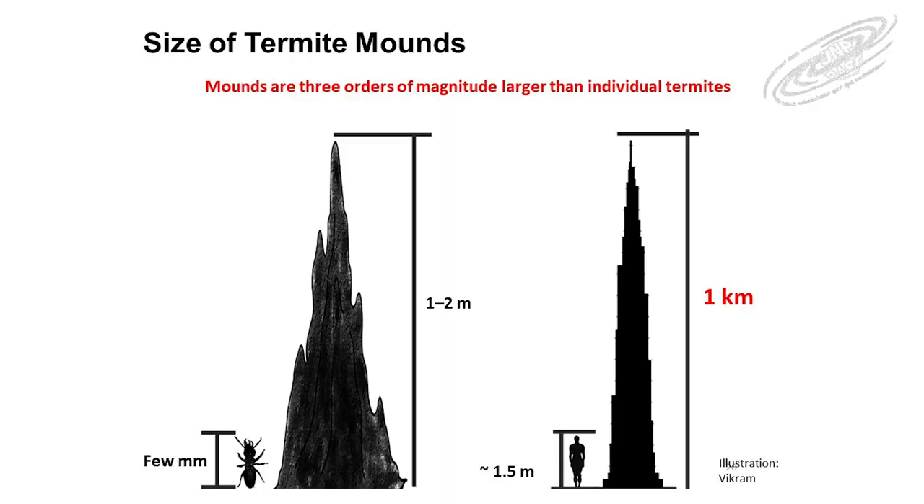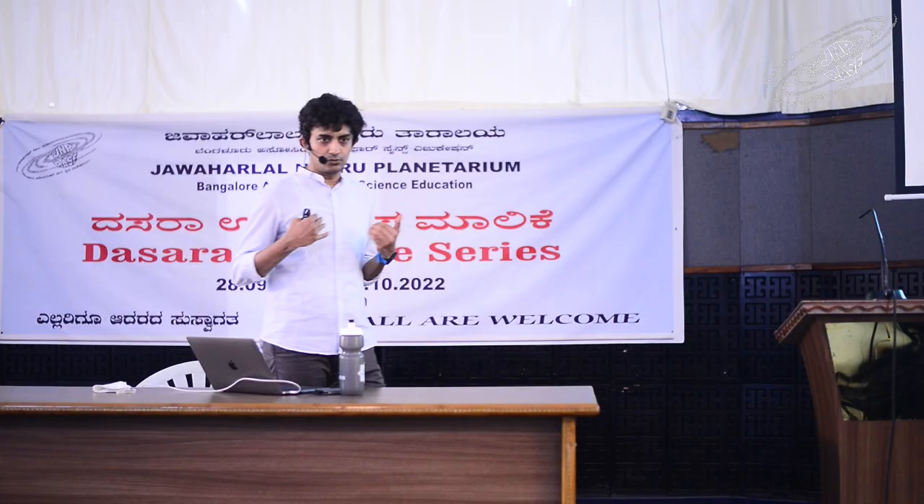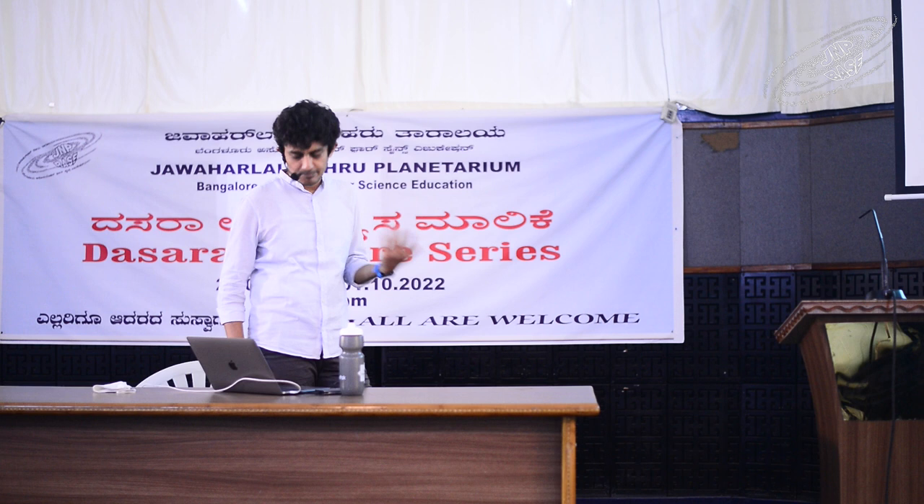So just to give you a perspective, these termites are a few millimeters and the mounds can be as high as 1 to 2 meters. So if you think about a human being about 1.5 meters tall, you need to think about a building that's about 1 kilometer tall for a comparison in terms of length scales: a termite body size versus a termite mound, versus a human body size versus a fascinating human construction that can be equivalent to a termite mound.